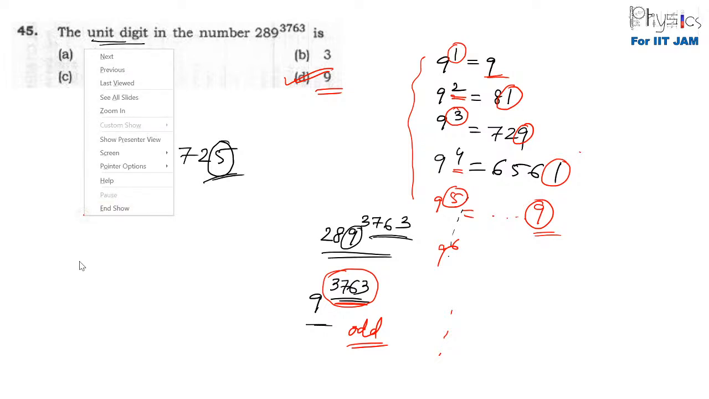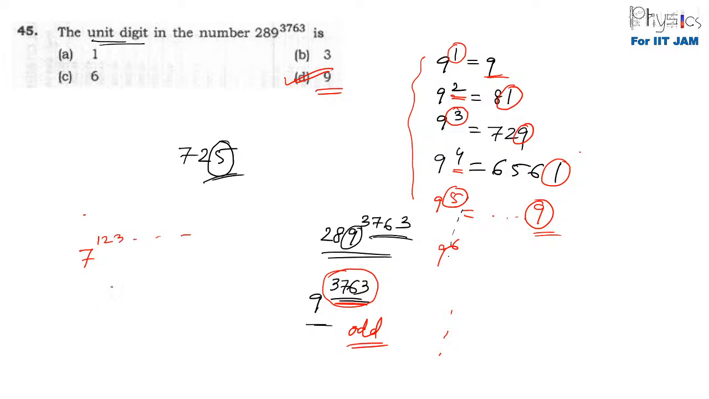we have to find the unit digit of 7 to the power something, 1, 2, 3 or so on. Then what we have to calculate first is 7 to the power 1, 7 to the power 2, 7 to the power 3, 7 to the power 4 and so on. Then we can find the order of repetition. The unit digits are repeated after a certain time.